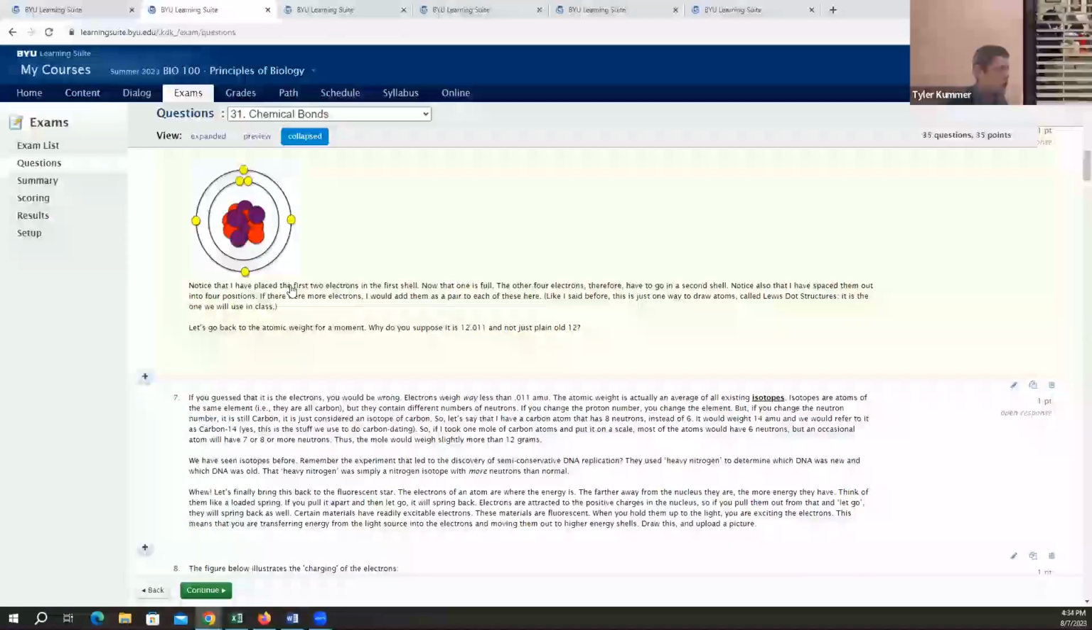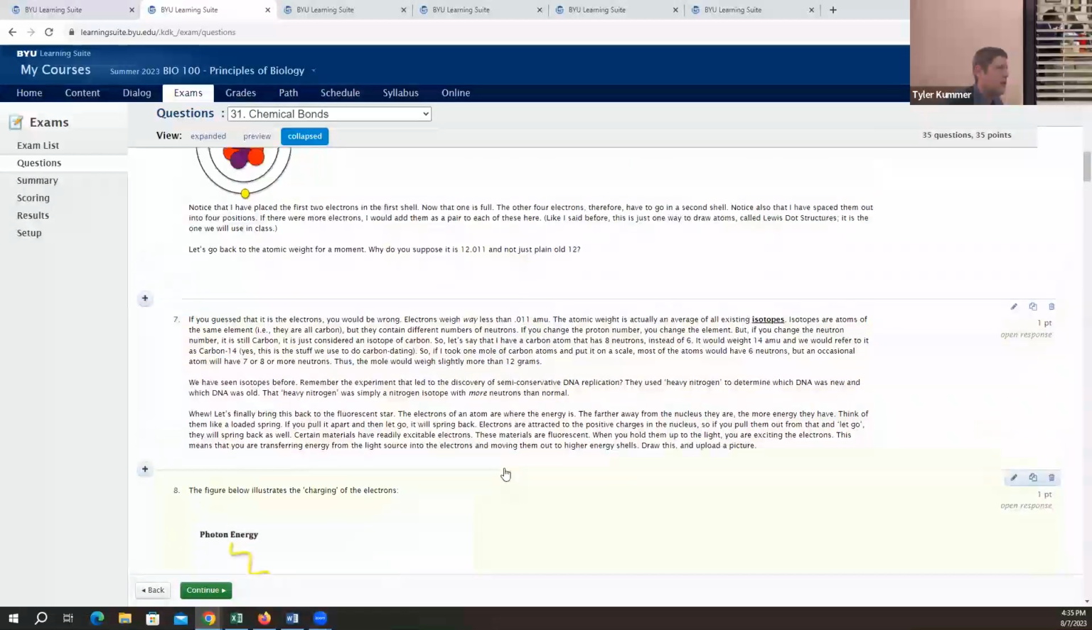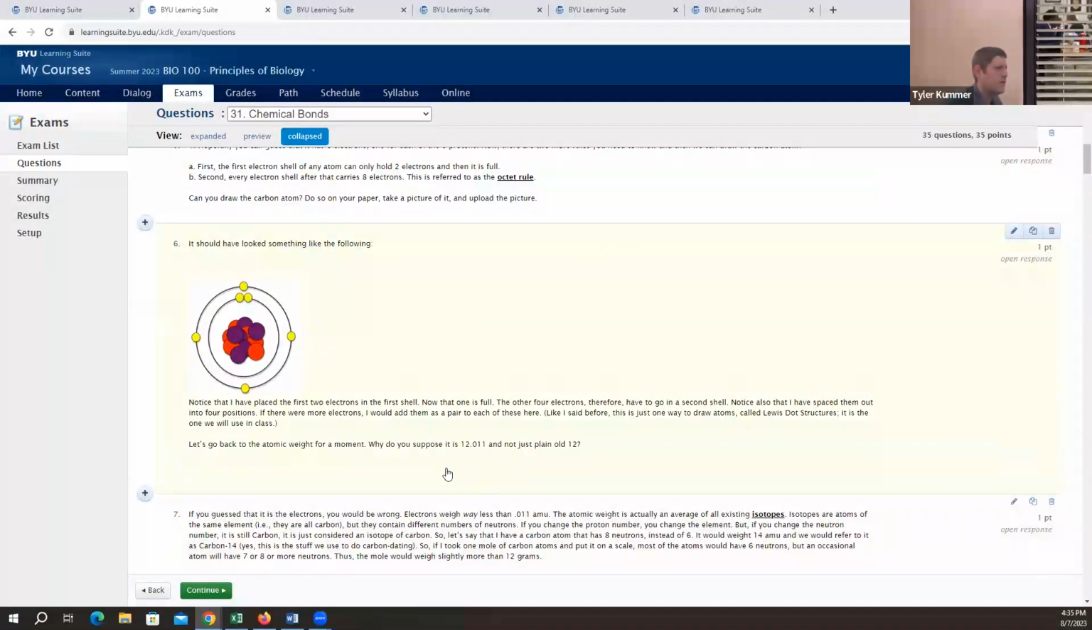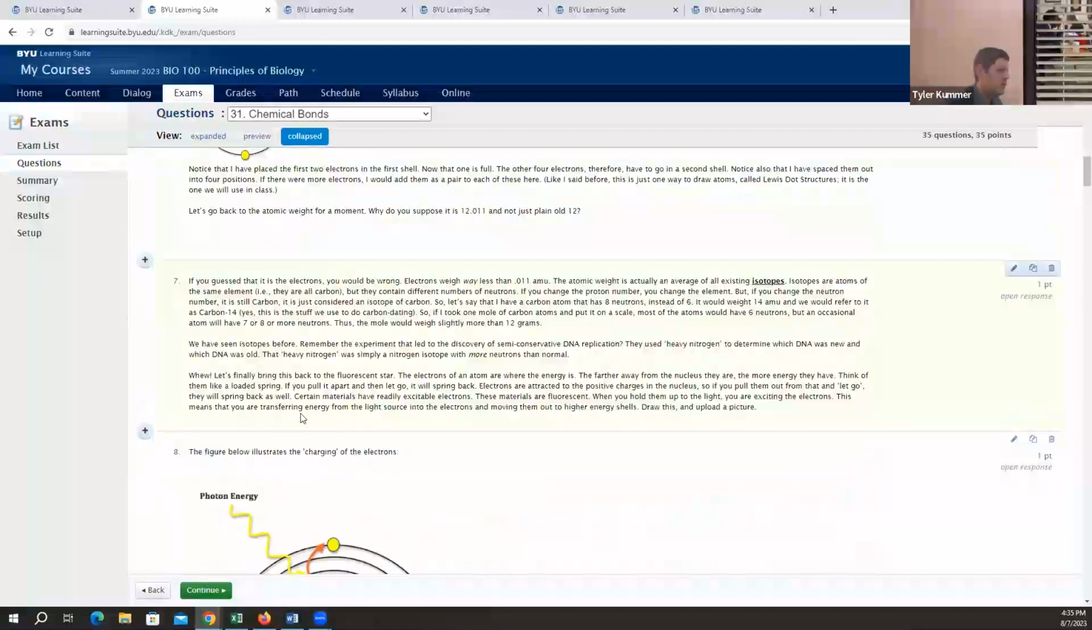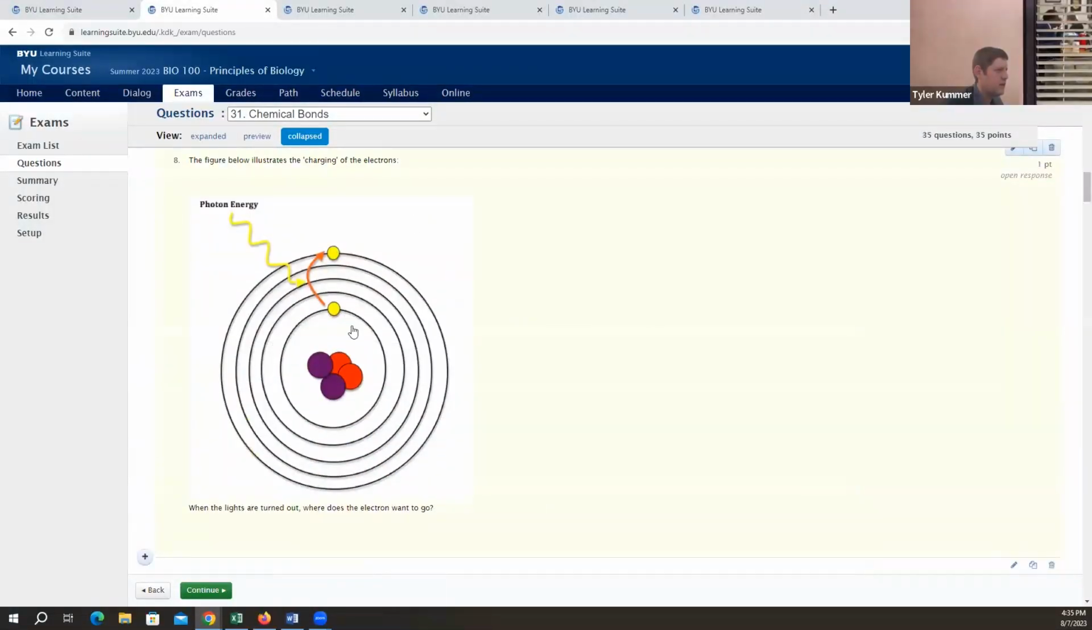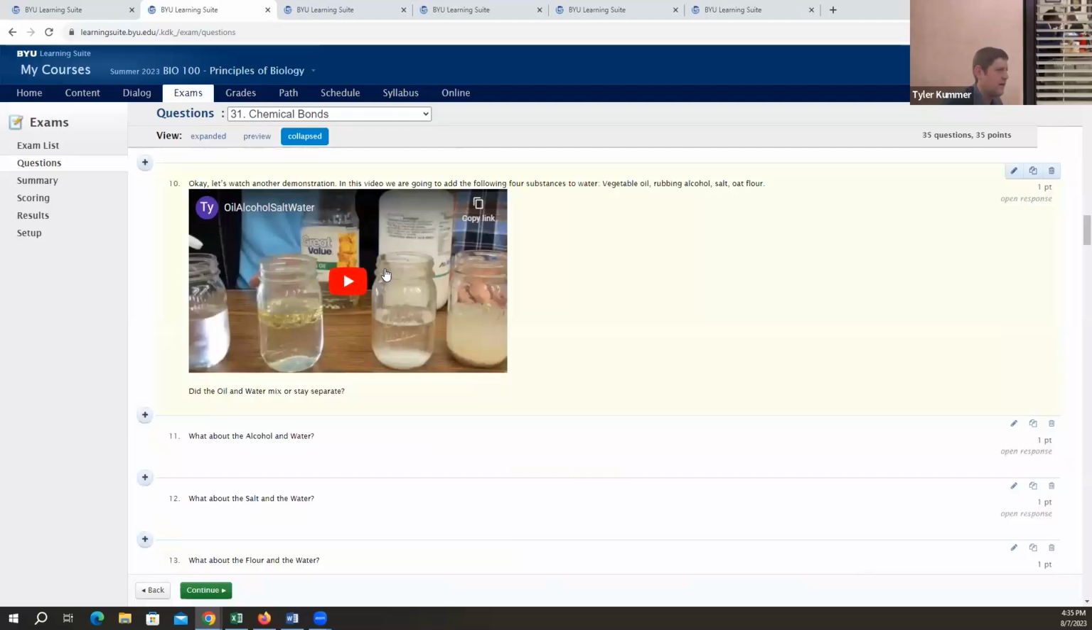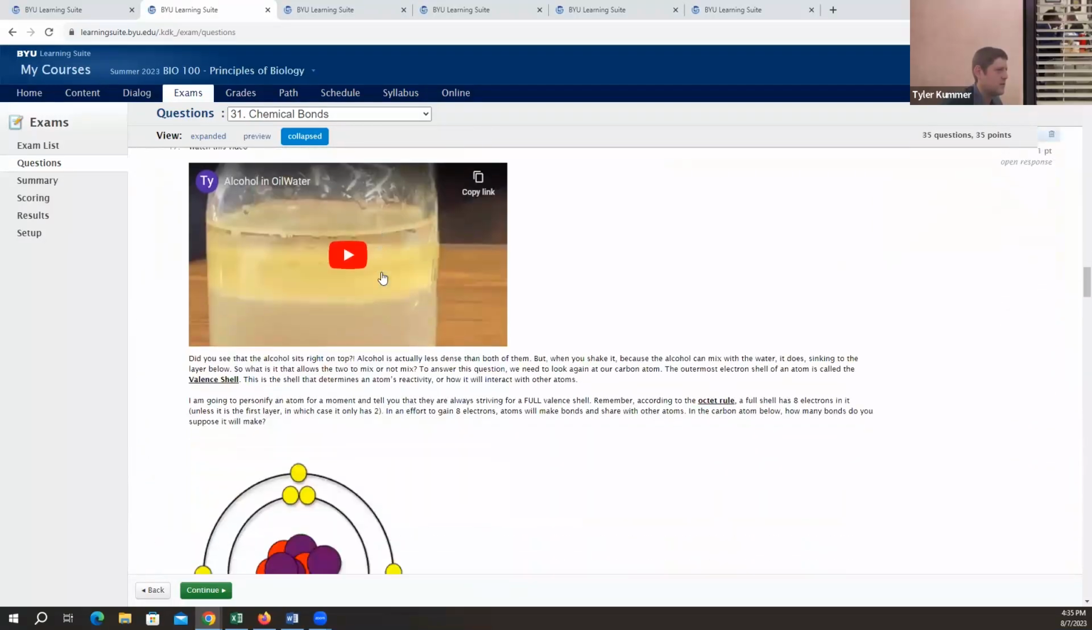Those are what we call isotopes. And isotopes can be helpful for identifying things like we learned about in our DNA. The discovery of semi-conserved DNA replication used a heavy nitrogen isotope to help do that. It also is helpful for things like nuclear power and whatnot, but not too much that we need to worry about for biology, but it can be a useful tool. And so that's where the term isotope comes from. All right, and then this was depicting the energy levels that I was talking about and how that fluorescence works.